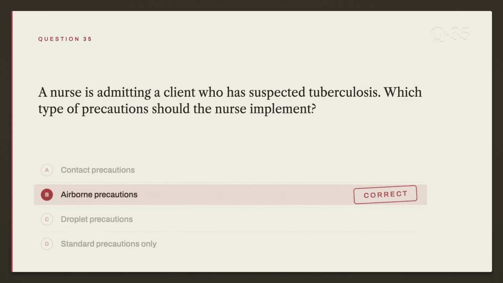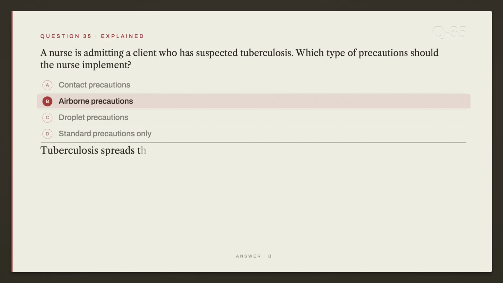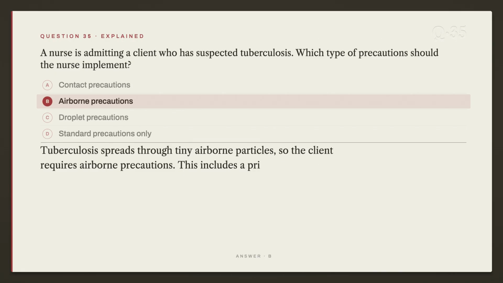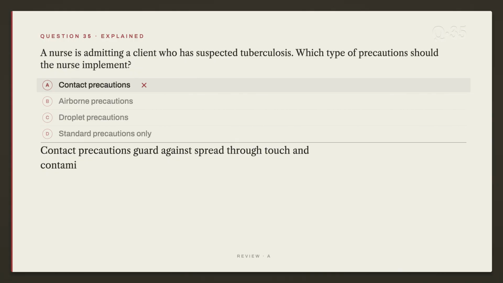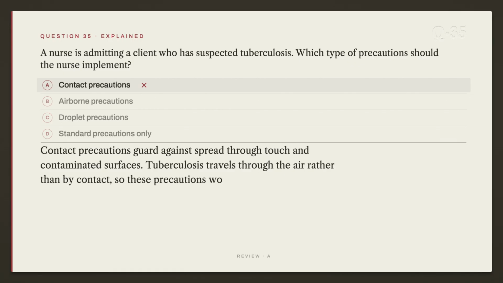The correct answer is B. Airborne precautions. B is correct because tuberculosis spreads through tiny airborne particles, so the client requires airborne precautions. This includes a private negative pressure room and a fitted respirator for anyone entering the room. A is wrong because contact precautions guard against spread through touch and contaminated surfaces. Tuberculosis travels through the air rather than by contact, so these precautions would not protect against it.